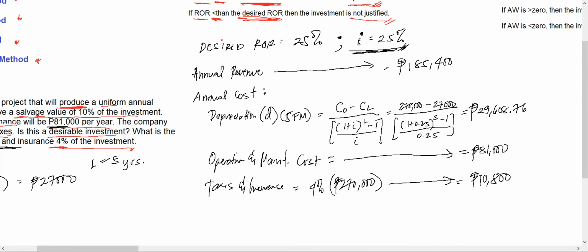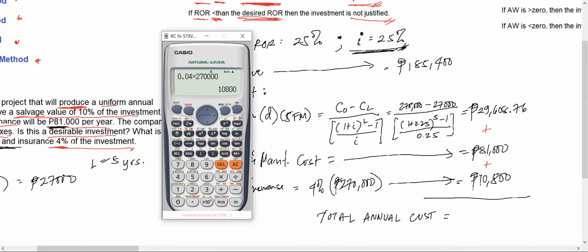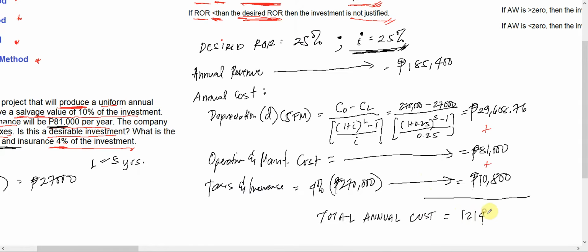Yan. Then, ipag-add lang natin tong depreciation plus the operation and maintenance cost plus the taxes and insurance. So, makukuha natin yung total annual cost. So, that would be 10,800 plus 81,000 plus 29,608.76. That is 121,408.76 pesos. Tama. So, that is the total annual cost.